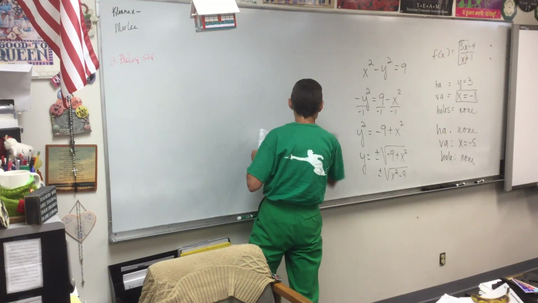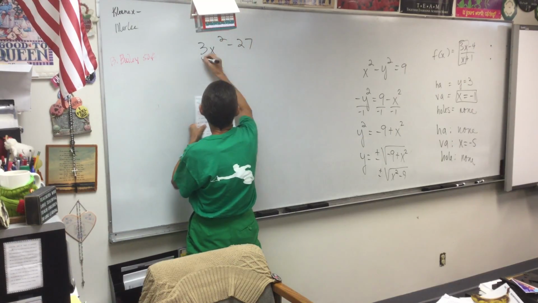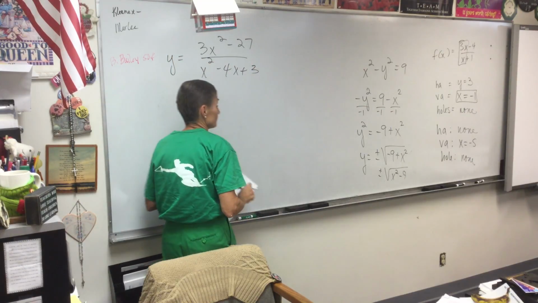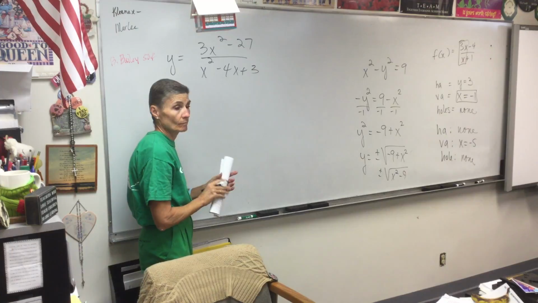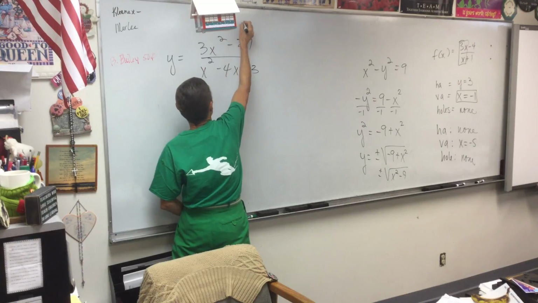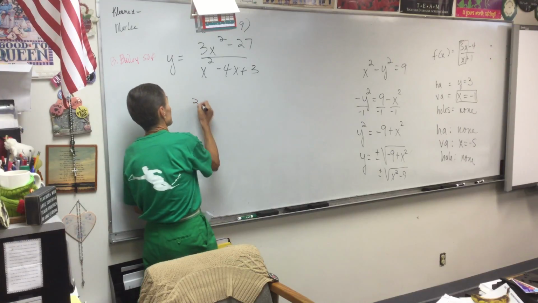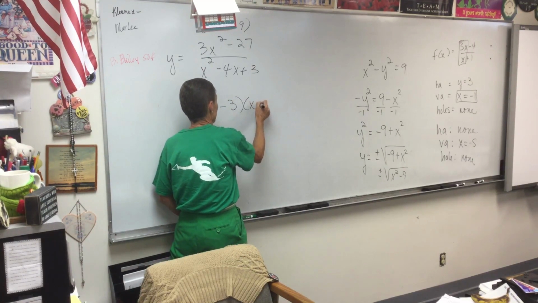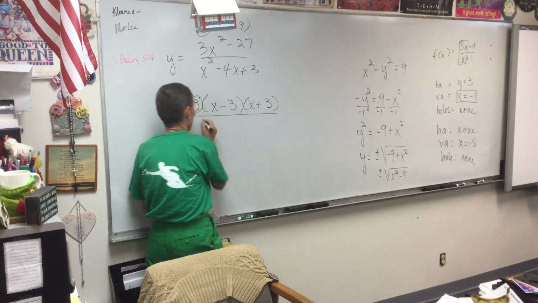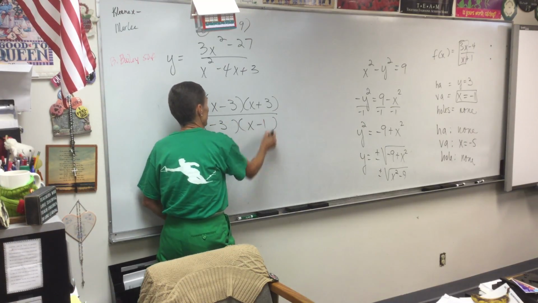All right, so now we're looking at the last one. All right, what do you want to do with this guy? Factor it. If I pull a 3 out of the top, I'd be left with x squared minus 9. So 3, x minus 3, x plus 3. Don't forget about that 3. He's got to come along for the ride. How about the denominator? X minus 3 minus 1.